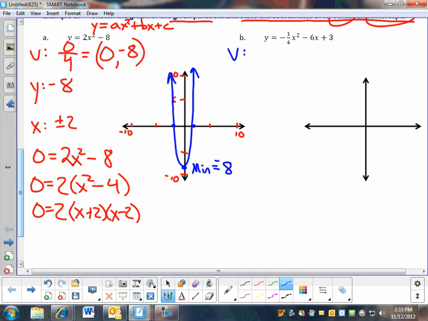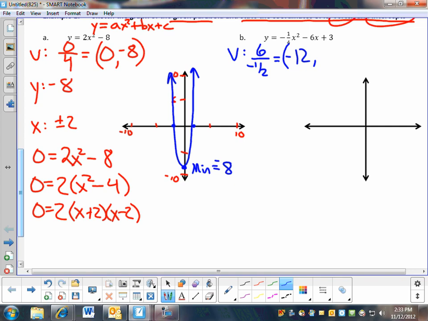-b divided by 2a. What is your b value? -6. So I do -6 or +6 divided by twice the a value. Twice 1/4 is 1/2, so I have -1/2. What's 6 divided by -1/2? -12.